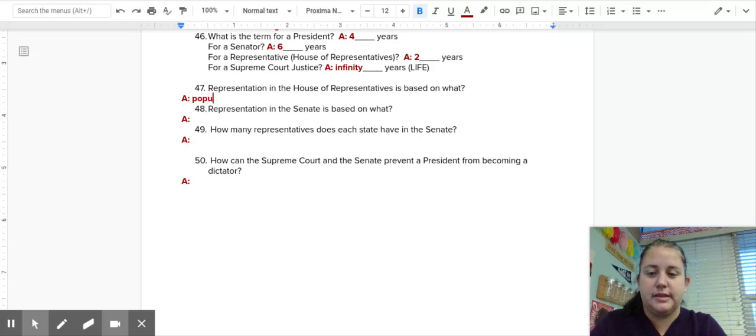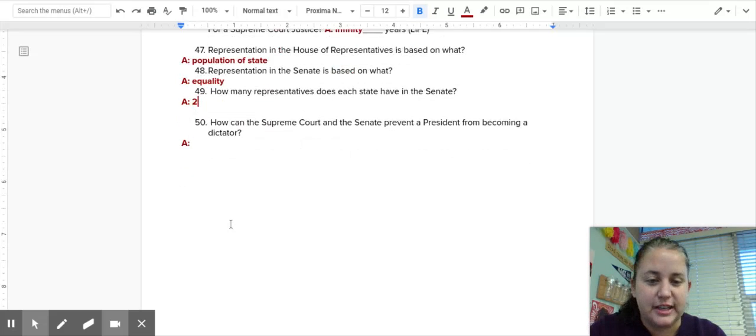Well, in the House of Representatives, it's based on the population of the state. So Michigan gets a proportionate number of representatives based on the number of people that we have. Number 48, representation in the Senate is based on what? It's based on equality. All states get the exact same number of senators. Number 49, how many representatives does each state have in the Senate? The answer is 2. Every state gets 2 senators. And then number 50, last one.